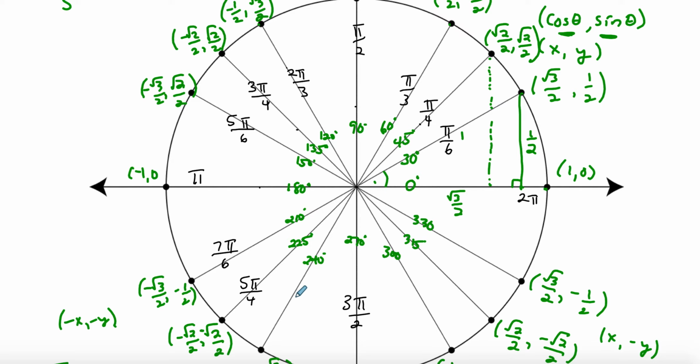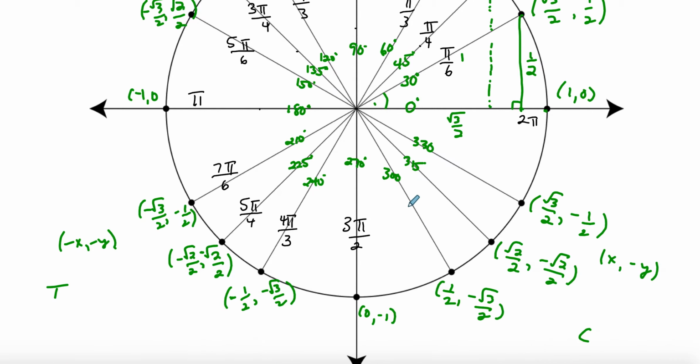240 degrees. Dividing it up into 6s again, so this would be 8 pi over 6 or 4 pi over 3. We have 3 pi over 2. When we get to here, we have 300 degrees. We're divided up into 6s again. So 1, 2, 3, 4, 5, 6, 7, 8, 9, 10 over 6. So we usually wouldn't leave it as 10 over 6. This would be 5 pi over 3.